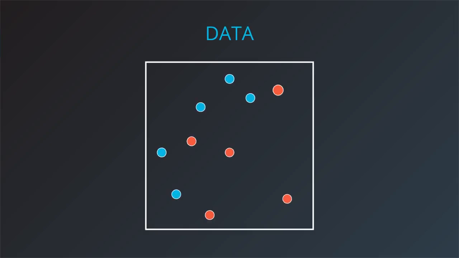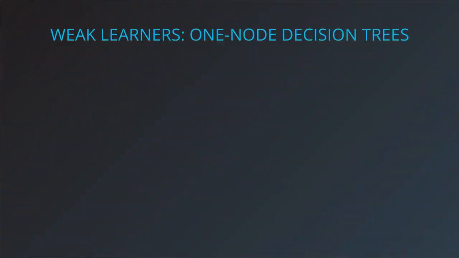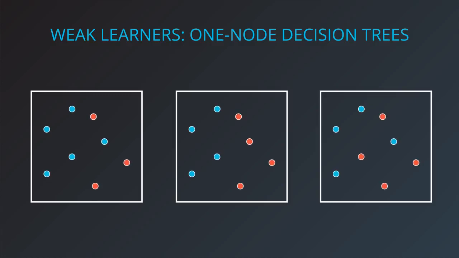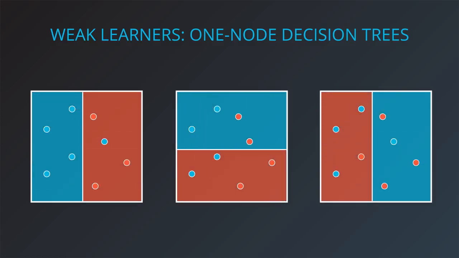So let's start with bagging. Here is our data in the form of some red and blue points. And for simplicity, we will say that our weak learners will be the simplest possible learner, a decision tree of one node. So all of them are either horizontal or a vertical line that says on this side everything is positive and on this side everything is negative.